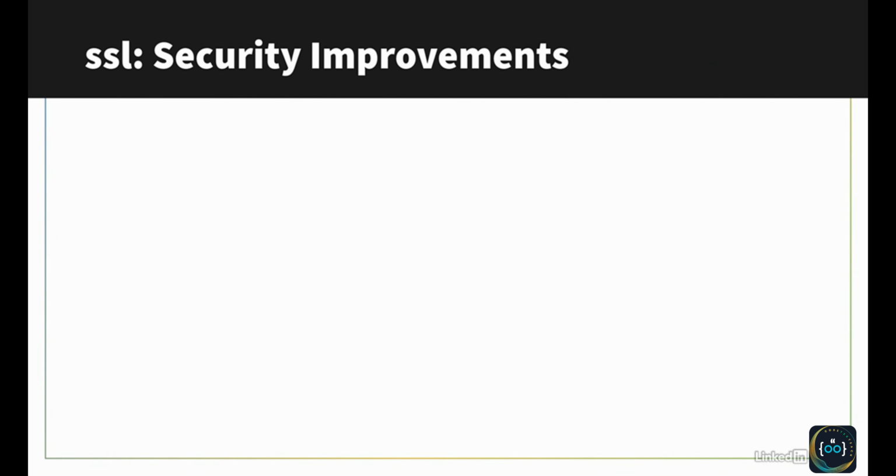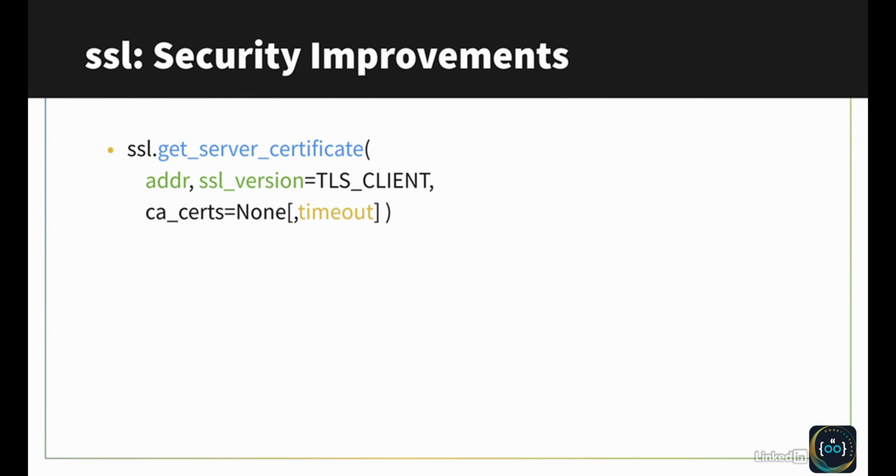There's also a new timeout parameter in the SSL get server certificate function, and a new verify flag has been added which instructs OpenSSL to accept intermediate certificate authorities to be treated in the same way as self-signed root CA.